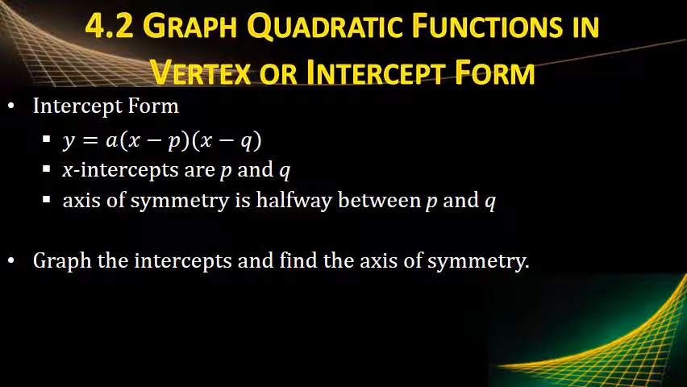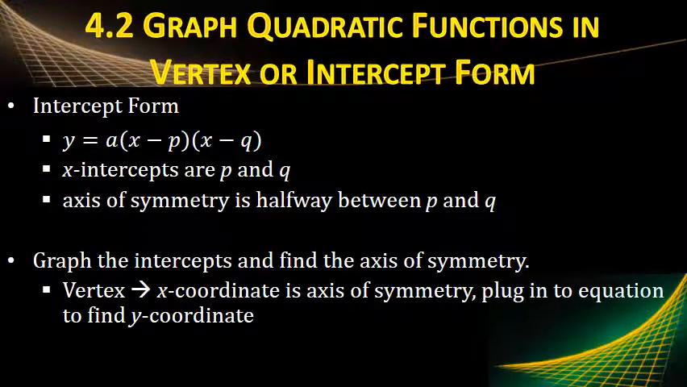Graph the intercepts and find the axis of symmetry. Make a table using the axis of symmetry in the middle. The vertex will be on the axis of symmetry, so you plug that x-coordinate into your equation and you find the y-coordinate.